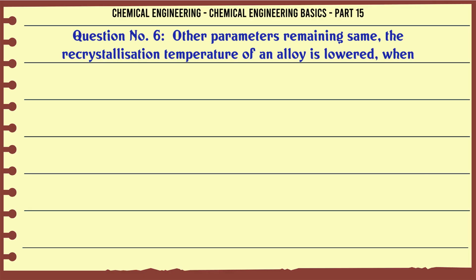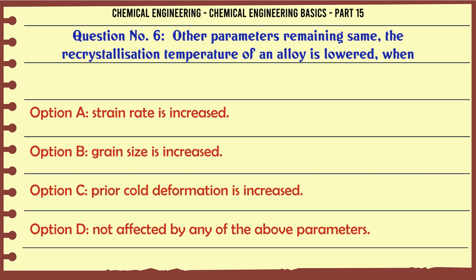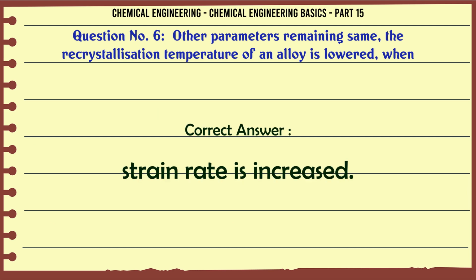Other parameters remaining same, the recrystallization temperature of an alloy is lowered when A. Strain rate is increased. B. Grain size is increased. C. Prior cold deformation is increased. D. Not affected by any of the above parameters. The correct answer is strain rate is increased.